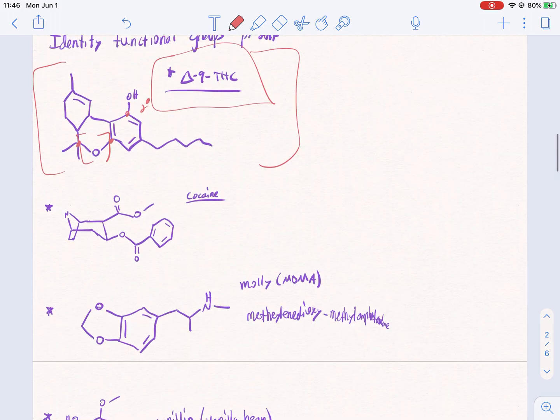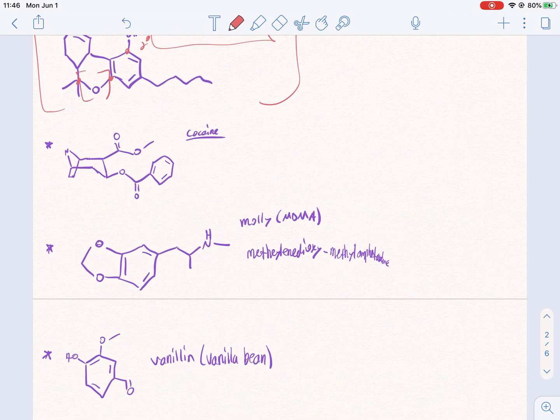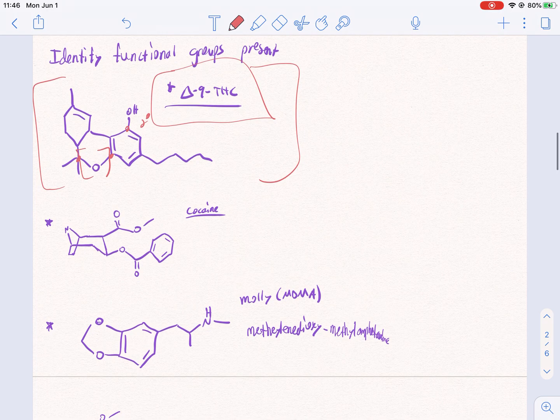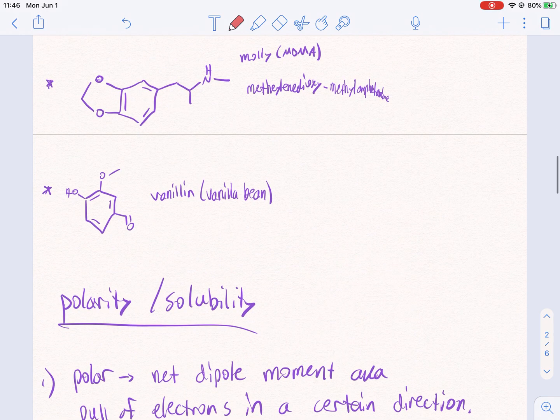Keep going. I like to do these. It seems silly, but like this is real life. And so this is why functional groups are important. Cocaine's the way it is because of these things, right? Vanillin, you would not have vanillin if this was an N. It would be something totally different.